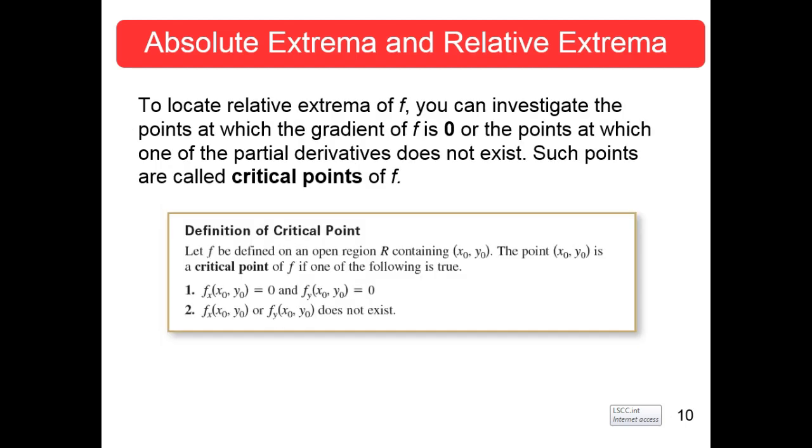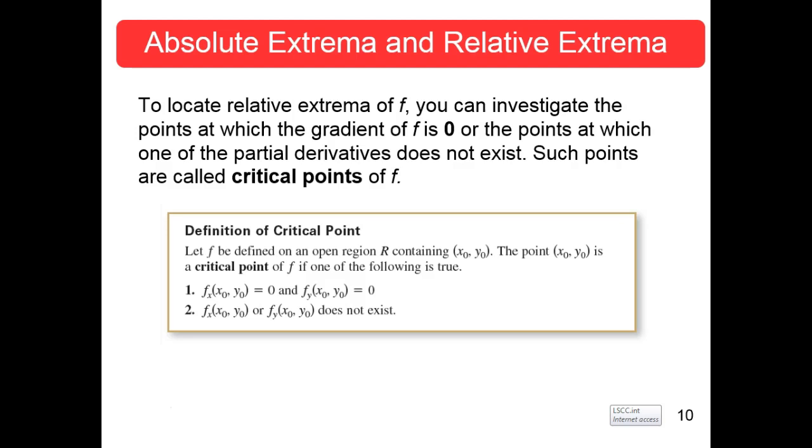To locate the relative extrema of f, you investigate the points at which the gradient of f is the zero vector. Just like the first derivative is 0, that is the point to do. Or the points at which one of the partial derivatives does not exist. Now before, it was just a single derivative where it doesn't exist or where it's equal to 0. Now, either one of the partial derivatives may not exist. You investigate that, or where the whole gradient is 0.